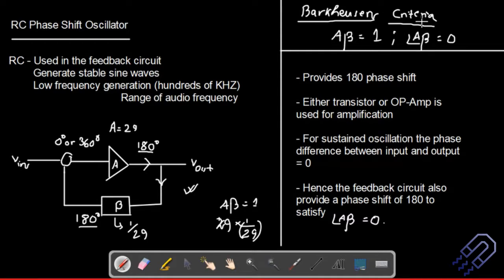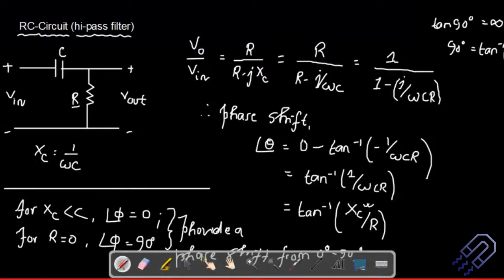Now, as per the Barkhausen criterion, the phase shift should be 0. That means the feedback circuit should also provide a phase shift of 180 degrees, so that the total phase shift is 360 degrees or 0 degrees. So the circuit should look something like this. This is basically the block diagram of the circuit, and not exactly how the circuit looks like. That is something which we are going to do today.